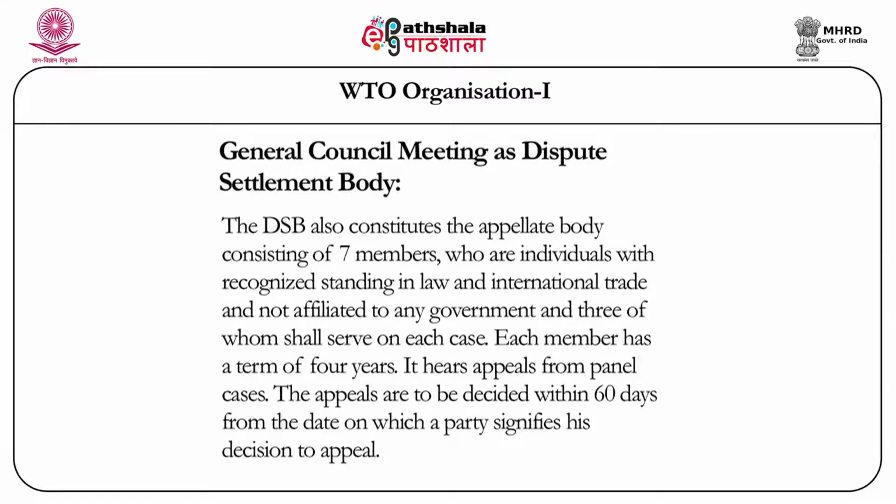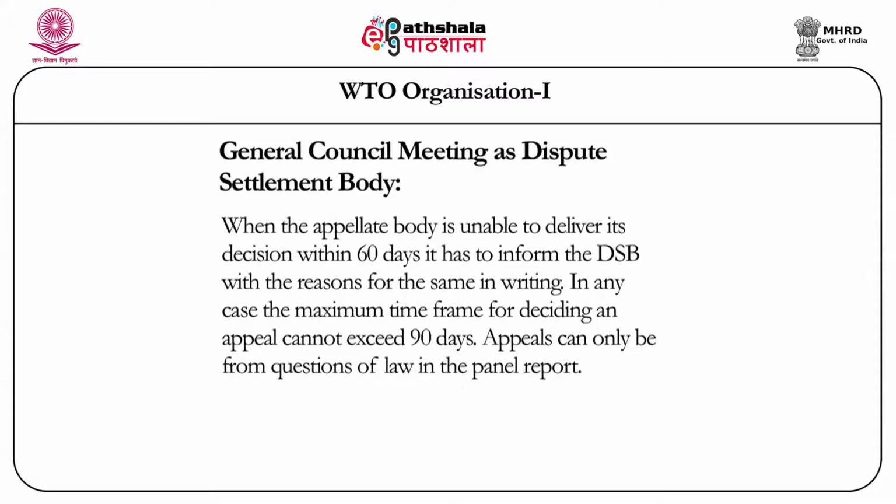Each member has a term of 4 years. It hears appeals from panel cases. The appeals are to be decided within 60 days from the date on which the party signifies his decision to appeal. When the appellate body is unable to deliver its decision within 60 days, it has to inform the DSB with the reasons for the same in writing. In any case, the maximum time frame for deciding an appeal cannot exceed 90 days.